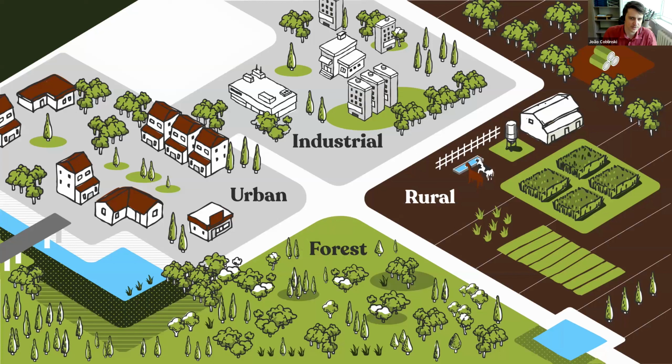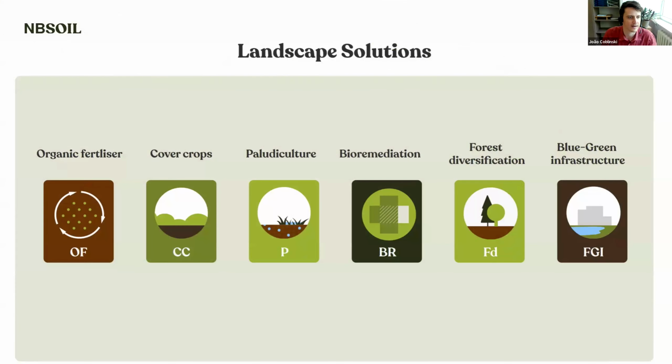NBSOIL works to promote nature-based solutions and highlight how important it is to monitor our soils, and also to improve soil literacy and soil education. The project is not focused only on rural areas, but also on forests and urban and industrial areas, focusing on 6 nature-based solutions to develop a holistic approach to land management and soil health. The 6 nature-based solutions are organic fertilizers, cover crops, paludiculture, bioremediation, forest diversification, and blue-green infrastructure.